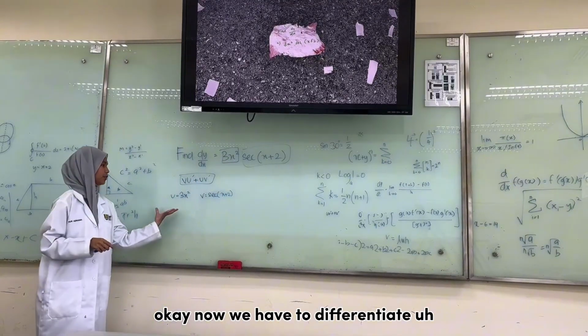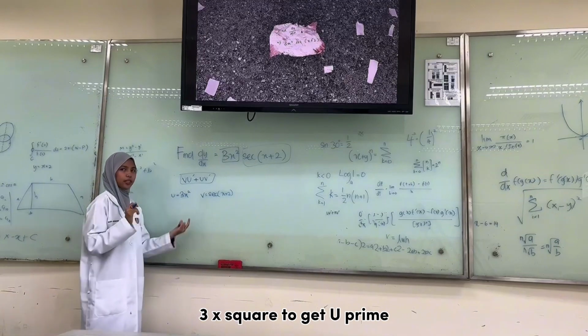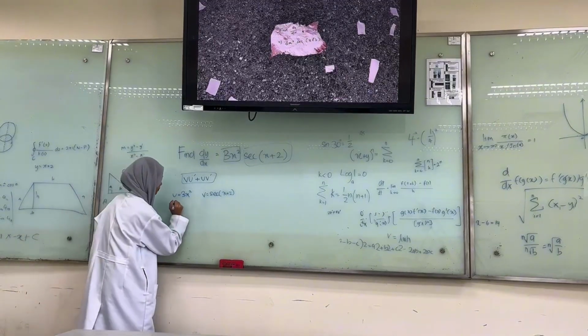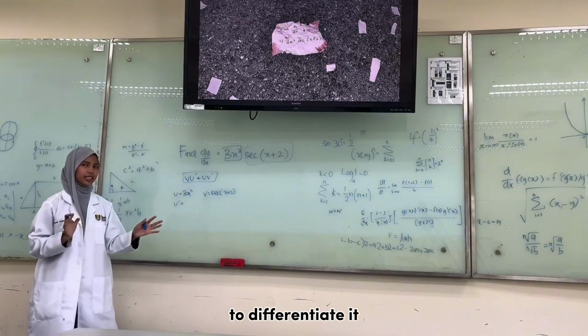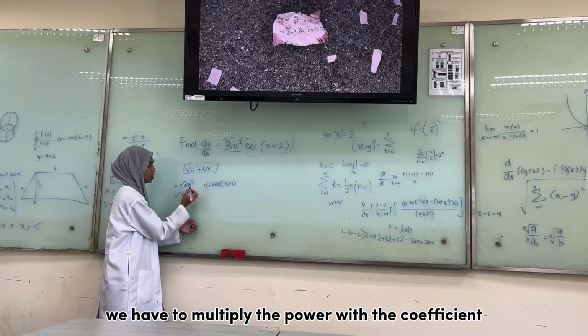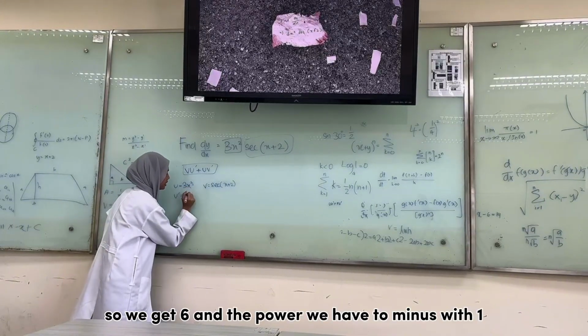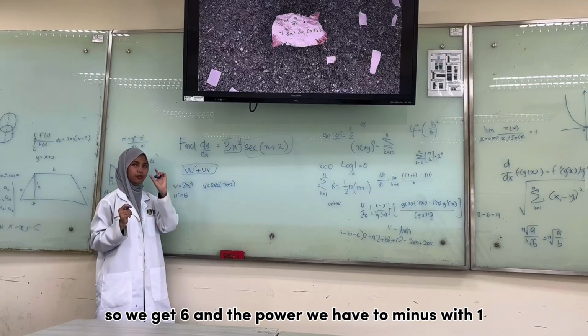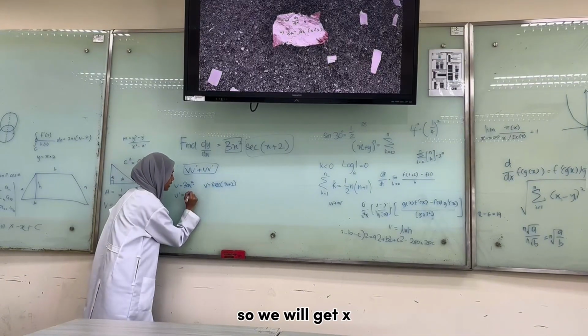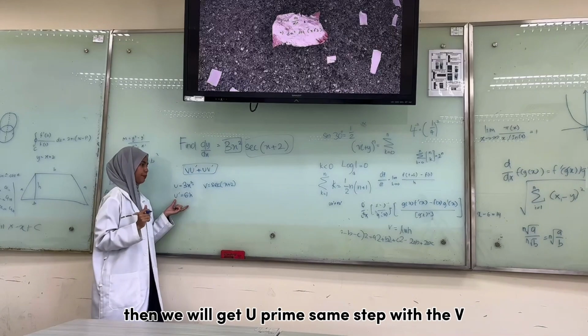Okay, now we have to differentiate 3x squared to get u prime. To differentiate it, we have to multiply the power with the coefficient. So we get 6, and the power we have to minus with 1. So we will get x. Then we will get u prime.